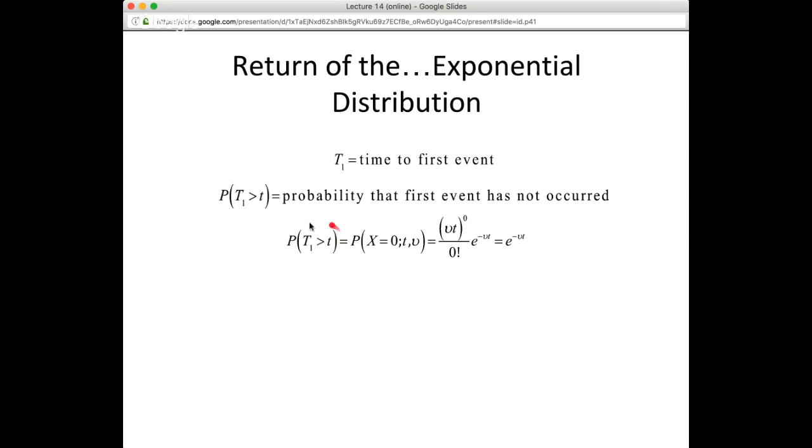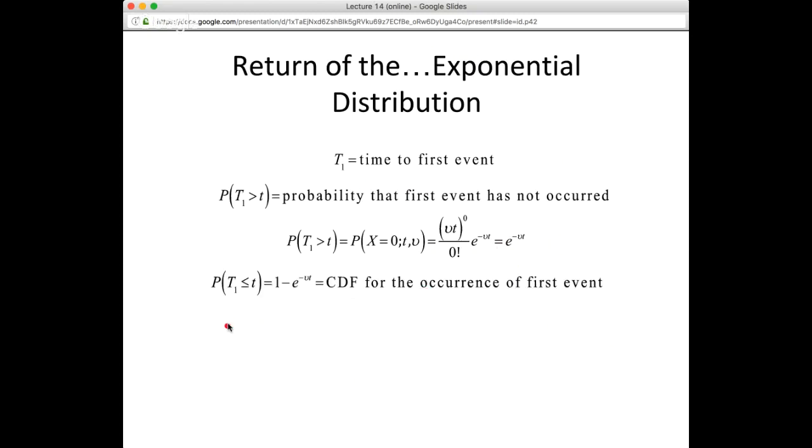We can write out that the probability of the random variable T1 being greater than t is equal to the probability that there are no events, that is, our random variable for the number of events equals 0 given time t and a mean occurrence rate of nu. And if we plug that into the Poisson distribution, that's going to be nu t to the little x, which is 0, divided by x factorial, which is 0 factorial, or 1, times e to the minus nu t, which then just equals e to the minus nu t.